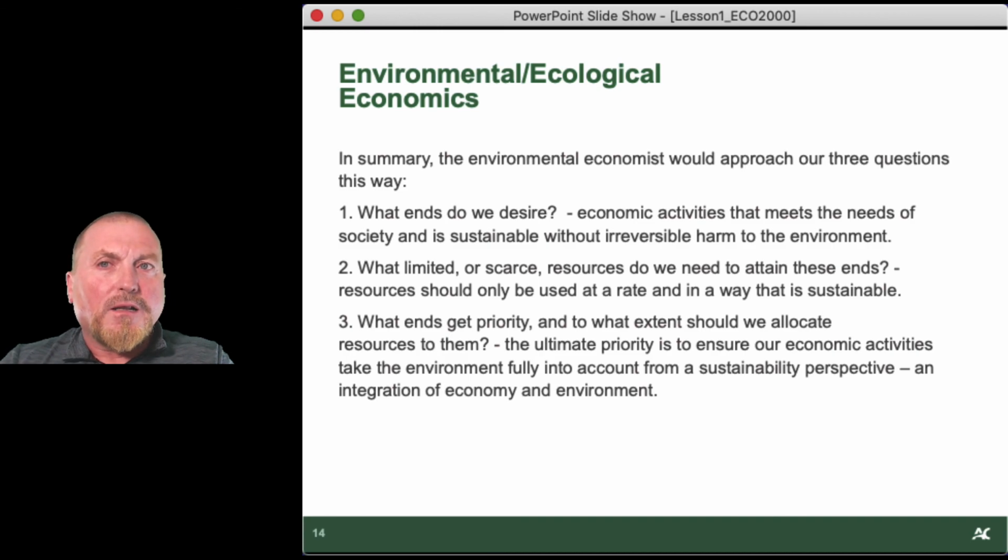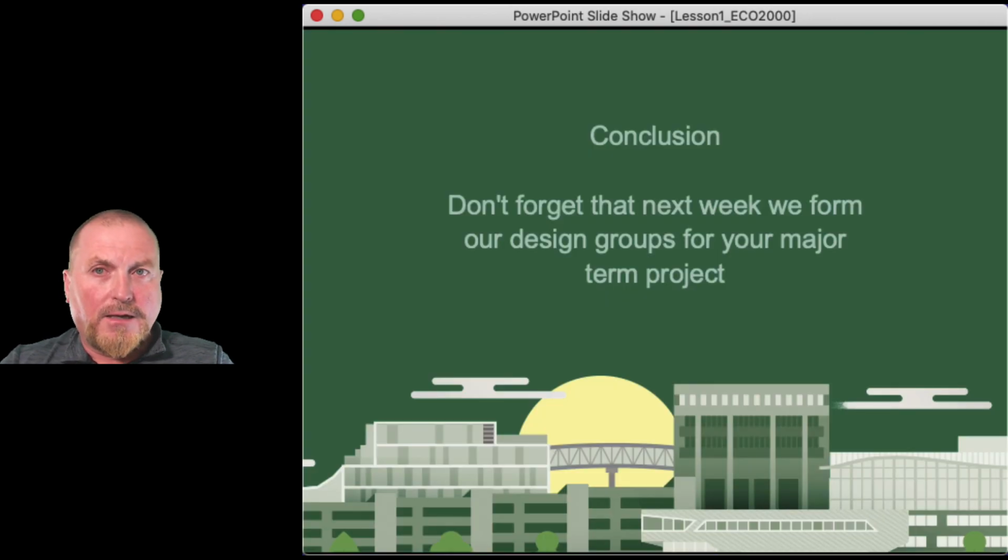So, in summary, the environmental economists would approach our three questions this way. What ends do we desire? Economic activities that meet the needs of society and are sustainable without irreversible harm to the environment. What limited or scarce resources do we need to attain these ends? Resources should only be used at a rate and in a way that is sustainable. Okay? What ends get priority and to what extent should we allocate resources to them? The ultimate priority is to ensure our economic activities take the environment fully into account from a sustainability perspective. An integration of an economy and environment, which is the primary objective of environmental economics.